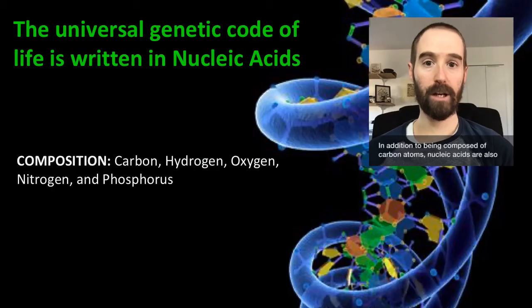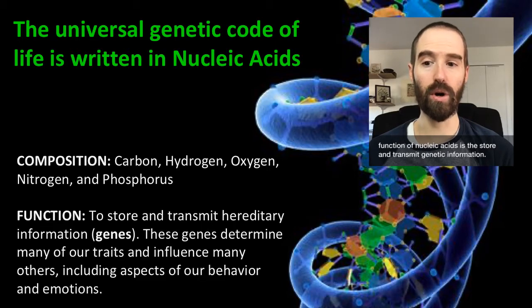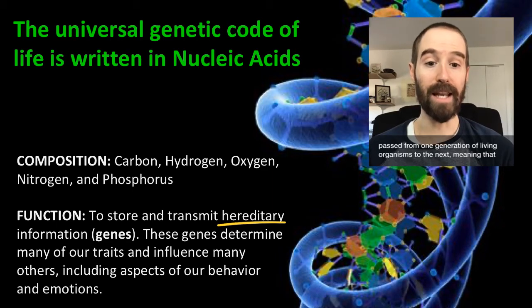In addition to being composed of carbon atoms, nucleic acids are also composed of hydrogen, oxygen, nitrogen, and phosphorus atoms. The function of nucleic acids is to store and transmit genetic information. This genetic information is said to be hereditary because it can be passed from one generation of living organisms to the next, meaning that this information can be inherited.